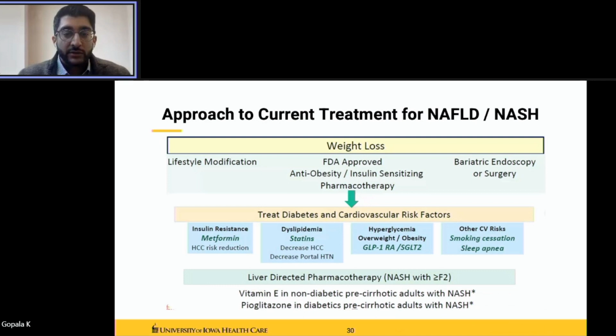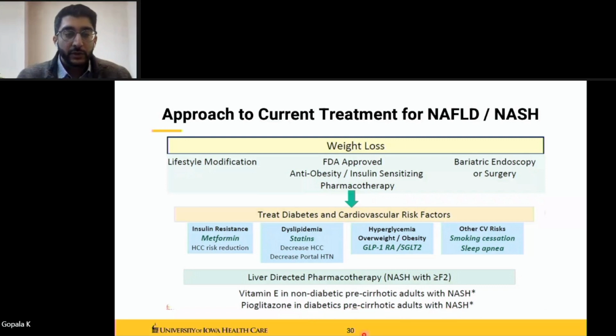So this is kind of the treatment algorithm. So mainly weight loss, with lifestyle modifications, and treat diabetes and cardiovascular risk factors with metformin and statins and diabetes medications. And in people with NASH, with some fibrosis, definitely would consider vitamin E and pioglitazone in patients with diabetes.